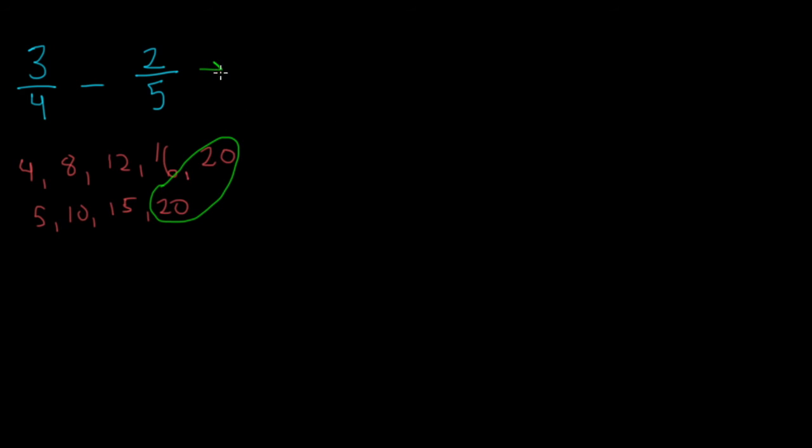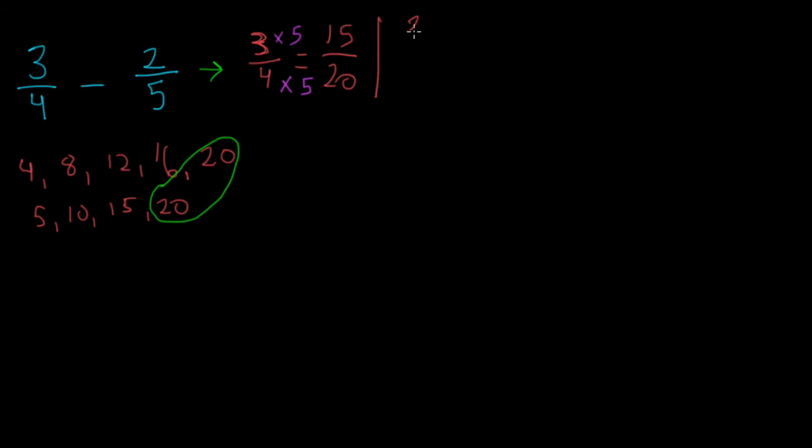Okay, so let's transform this problem. And we need 3/4 to become something with a denominator of 20. Okay, so what do we need to multiply 4 by to get 20? We need to multiply it by 5. So 4 times 5 gives you 20. Whatever you do to the bottom, you have to do to the top. So 3 times 5 is 15. So that's our new fraction there.